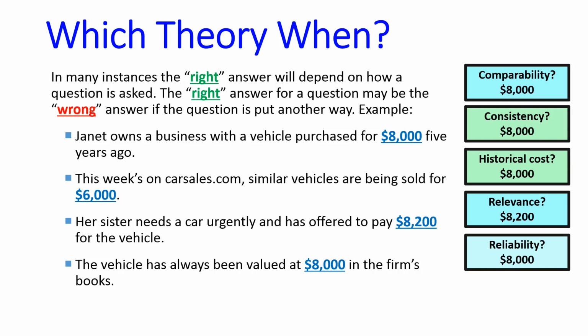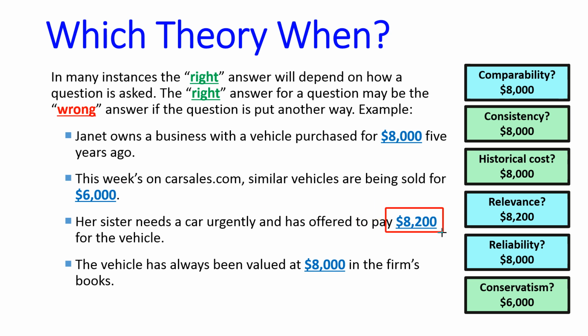Reliability, we're going to choose the amount that we can prove with a source document, and that'll be the $8,000. We should have a document from 5 years ago to back that up. And conservatism, well, conservatism says use caution, recognize an expected loss. So in this case, we're expecting its value's gone down. We better record that. On the flip side, it also says don't recognize a gain until certain. Maybe I end up selling it for $8,200, but the point is until that gain's certain, I don't record it under conservatism.